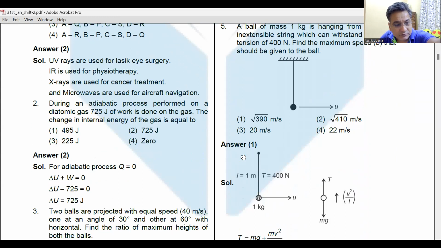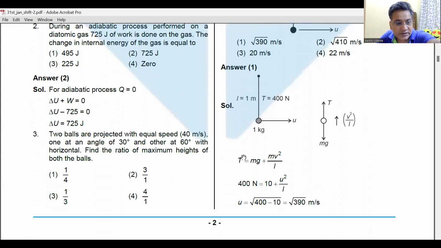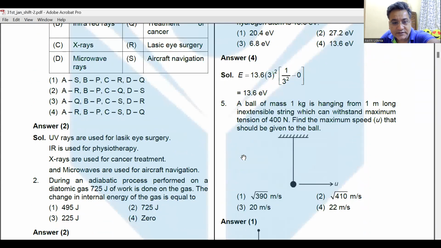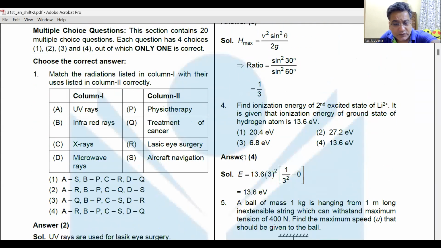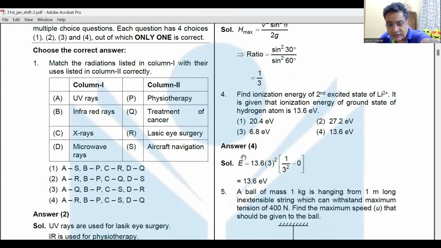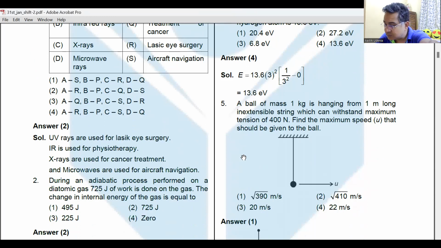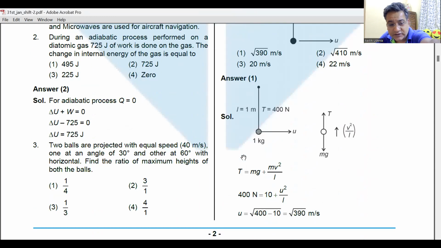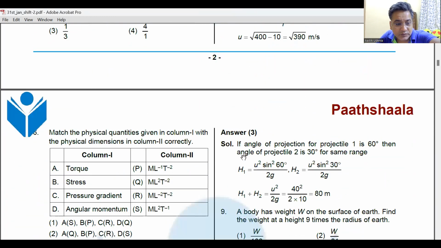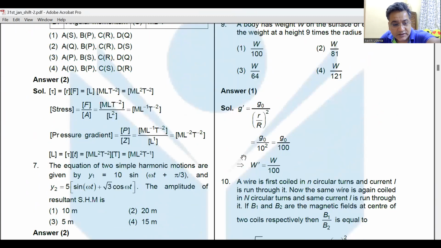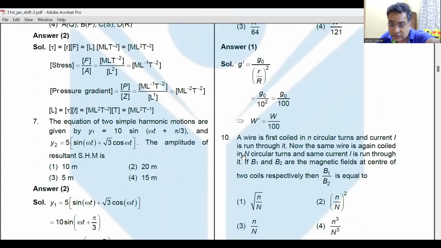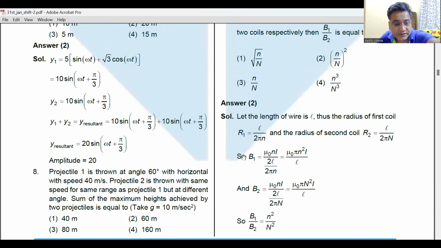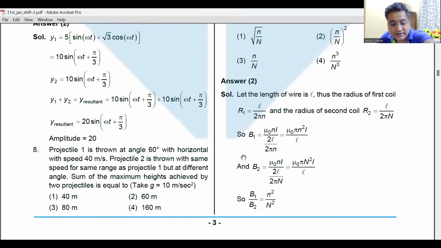You can do it in less than 5 seconds. Question number three, ratio of maximum height of balls. You can do it in 5 seconds. I think this was the paper some of you attempted probably. Question number four is the easiest question in the entire universe. Question number five, easiest question in the entire universe. You just have to make that equation. We have done too many questions. Question number six, easiest question in the entire universe. Question number seven, too many questions we have done on this type. Question number eight, sum of height reached by the projectile.